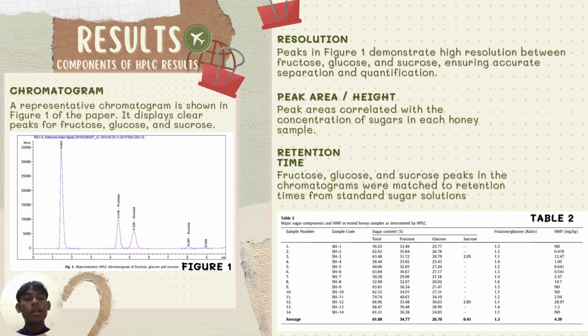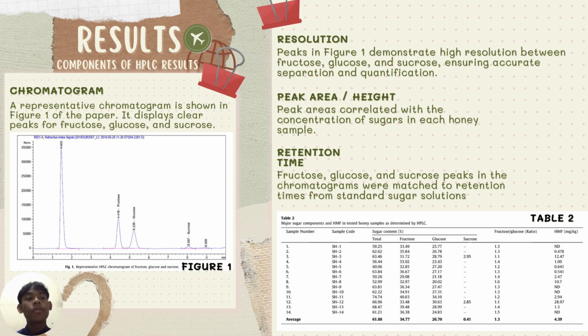The second part is retention time. Fructose, glucose and sucrose peaks in the chromatograms were matched to the retention times from the standard sugar solution as seen in table 2. The third part is peak area and height. Peak areas correlate with the concentration of sugar in each honey sample. For instance, SH11 shows the highest fructose content with 40.63, with a corresponding large peak as referred to in figure 1.